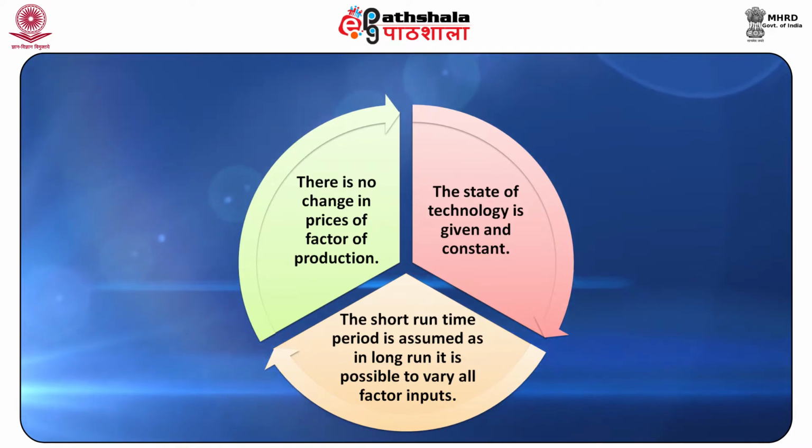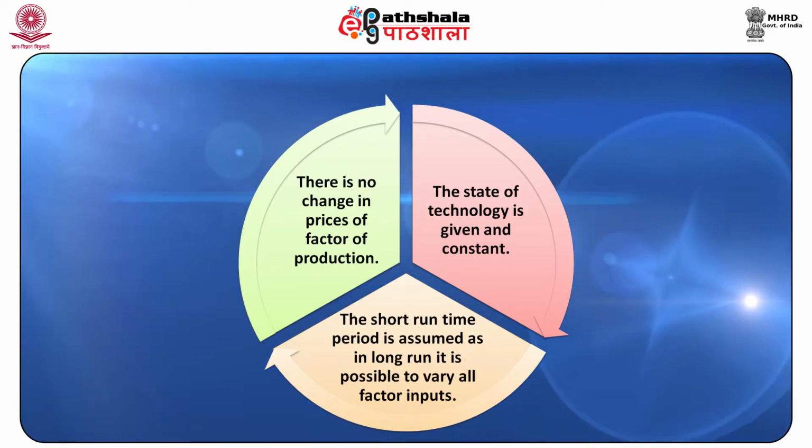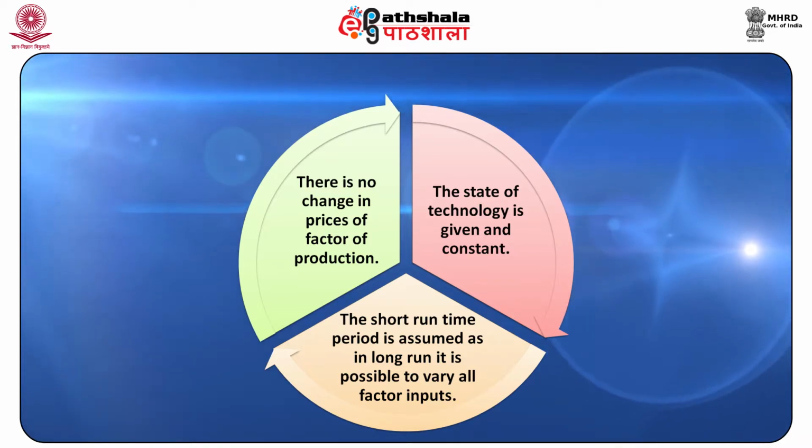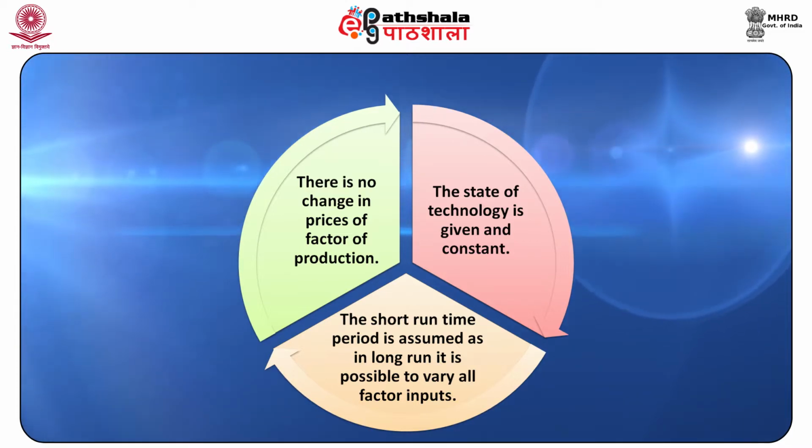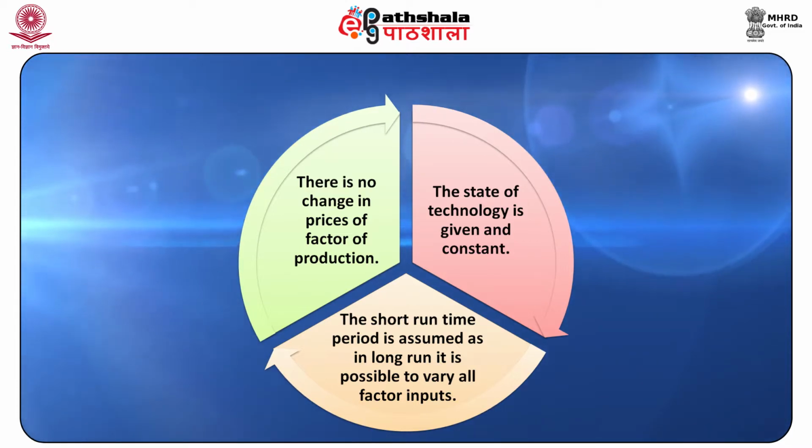Assumptions. This law is based on certain assumptions. These are: first, there is only one variable factor. Other factors are held fixed or constant. Second, the variable factors are homogeneous. That is, each unit is equal in efficiency. Third, it is possible to change the proportion in which the various factors are combined. Fourth, the short run time period is assumed, as in long run it is possible to vary all factor inputs. Fifth, the state of technology is given and constant. Sixth, there is no change in prices of factors of production.